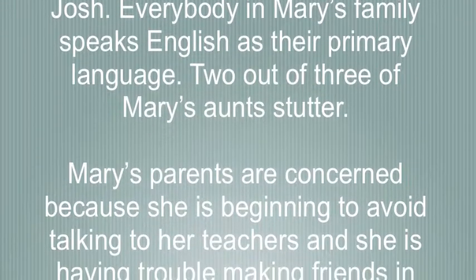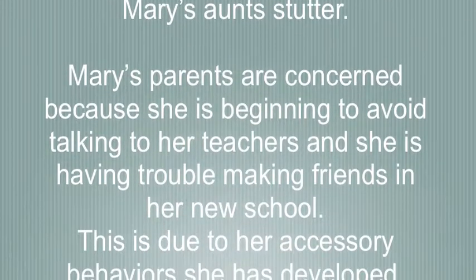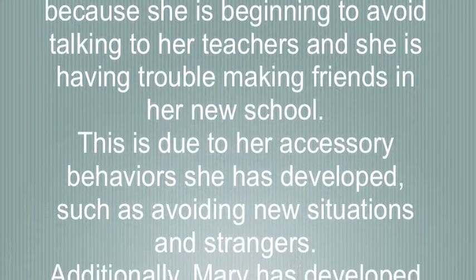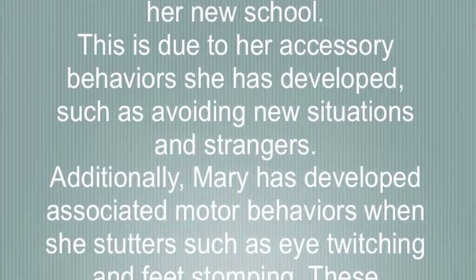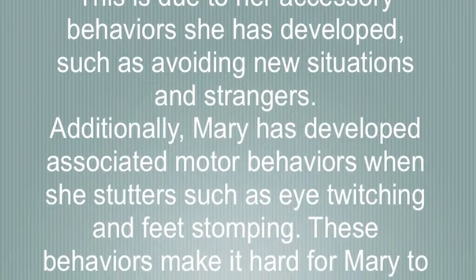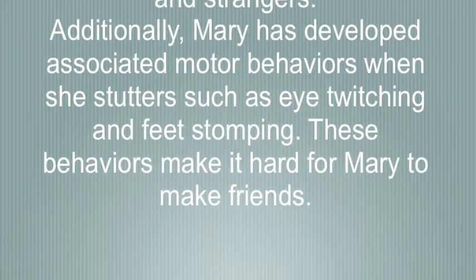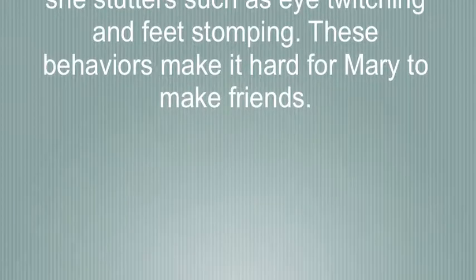Mary's parents are concerned because she is beginning to avoid talking to her teachers and she is having trouble making friends in her new school. This is due to her accessory behaviors she has developed, such as avoiding new situations and strangers. Additionally, Mary has developed associated motor behaviors when she stutters, such as eye twitching and feet stomping. These behaviors make it hard for Mary to make new friends.